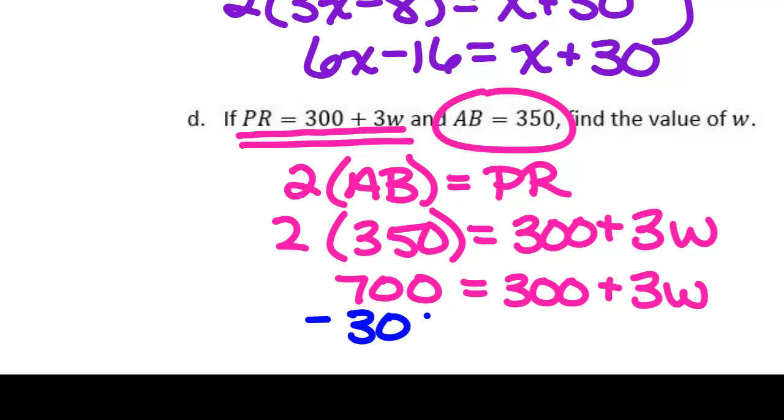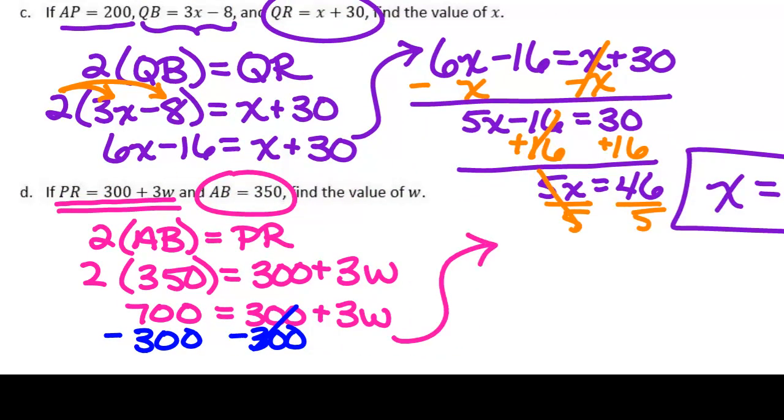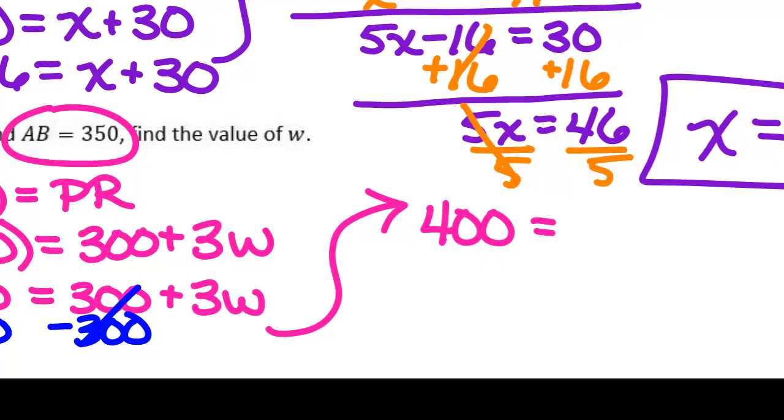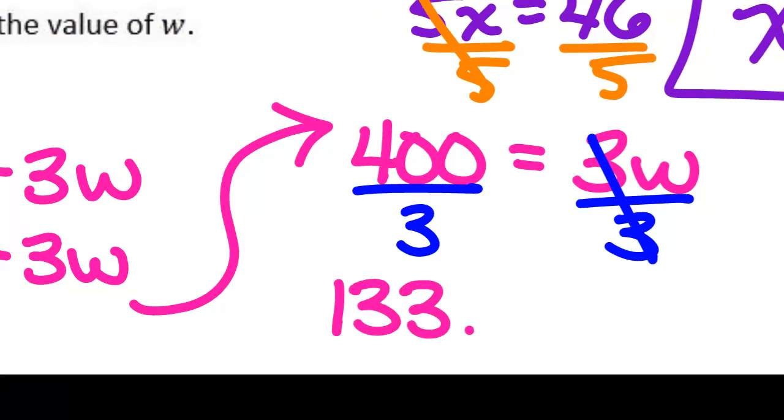I'm going to subtract 300 from both sides. What is 700 minus 300? I get 400 equals 3W. And then I divide both sides by 3. Does this come out pretty? No. Does it repeat? Yes, so we're going to have the repeating symbol over the top. What is 400 divided by 3? Yes, 133.3 repeating is equal to W.